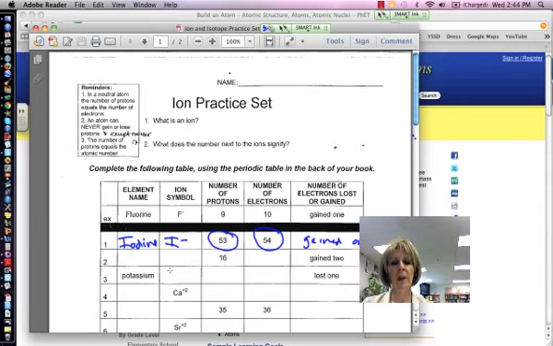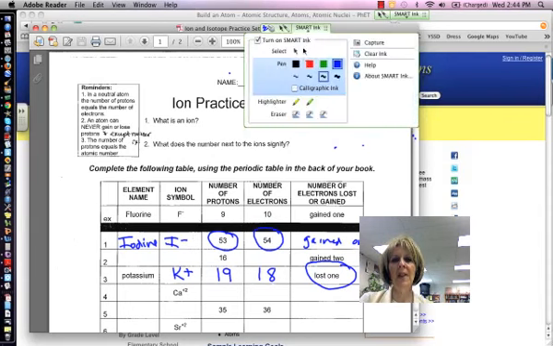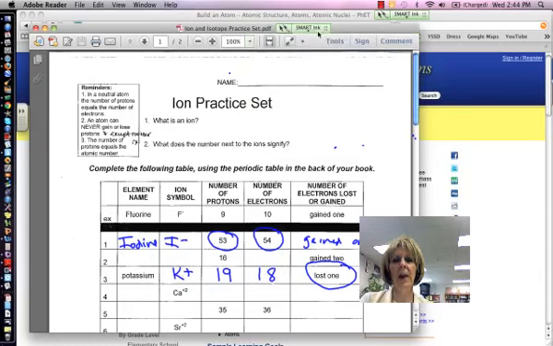All right, so here's potassium. Potassium's number of protons is 19. I looked at the periodic table and I found the atomic number. So over here it says I lost an electron. So that means I'm only going to have 18 electrons. Well, those are positive and those are negative. Does everybody see that I'm going to have a +1 charge? Okay? So those are ions. Positive and negatively charged ions, okay?